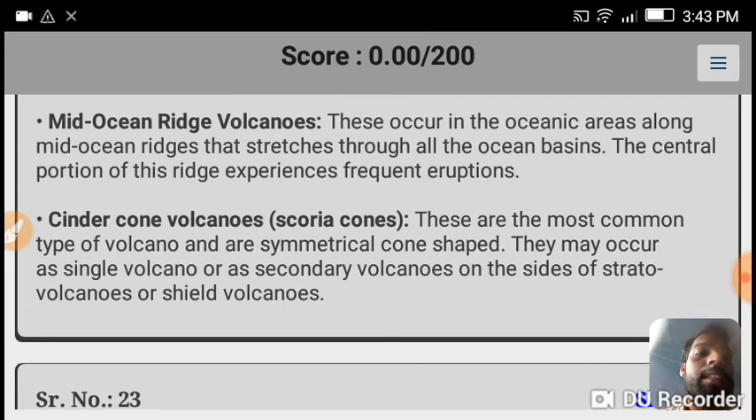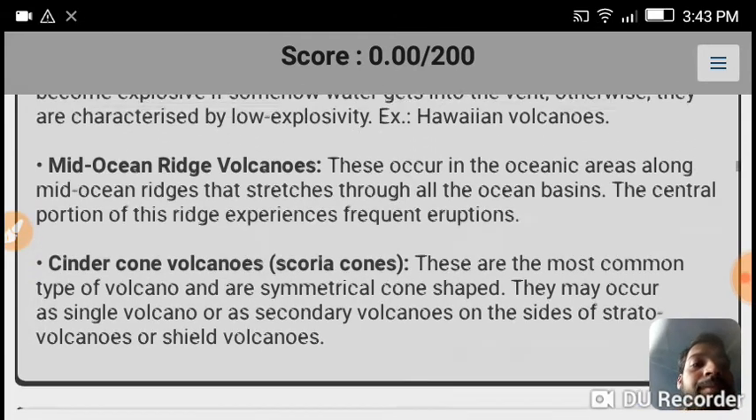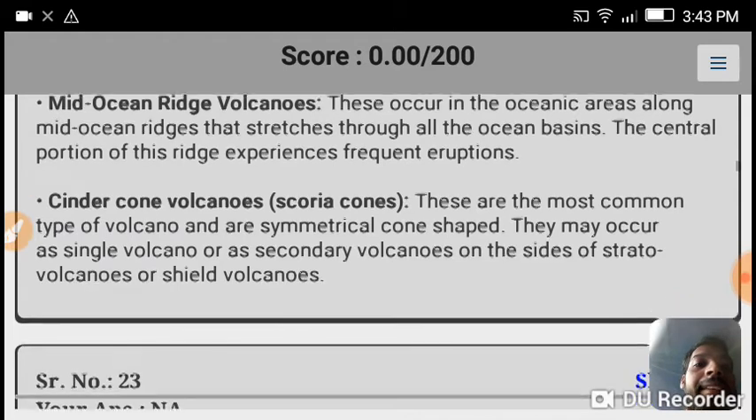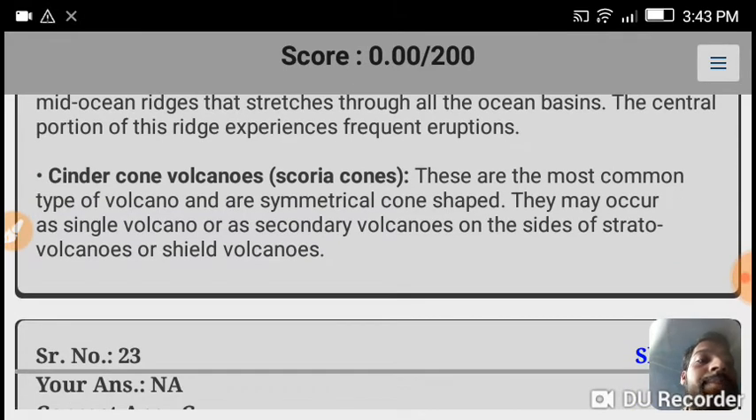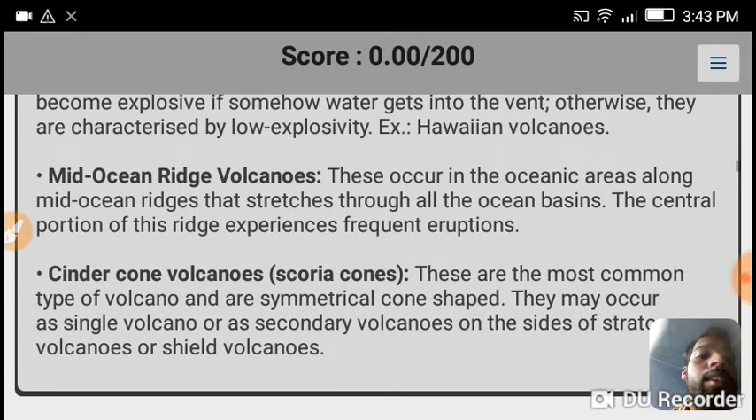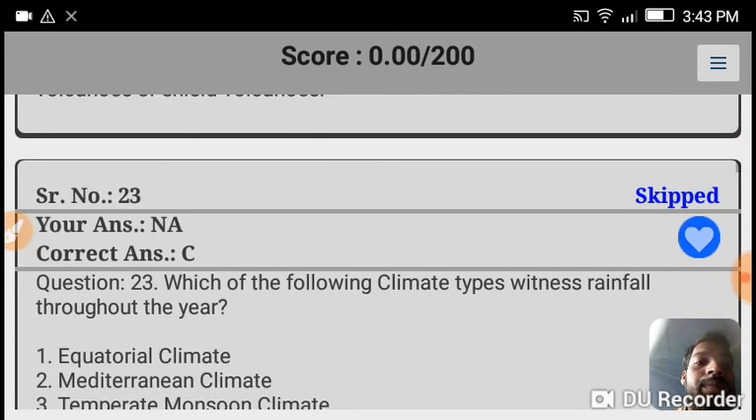Cinder cone volcanoes. Okay, these are the most common type of volcano and are symmetrical and cone shaped. They may occur as single volcanoes or as secondary volcanoes on the sides of stratovolcanoes.